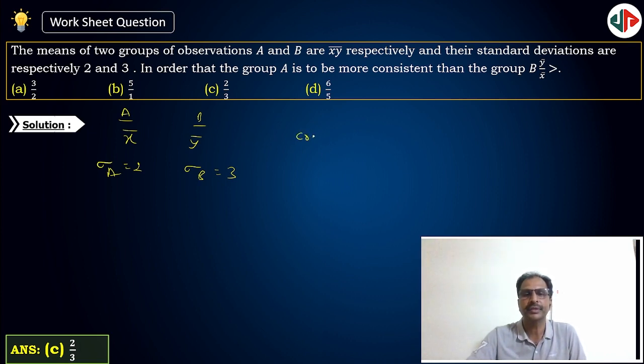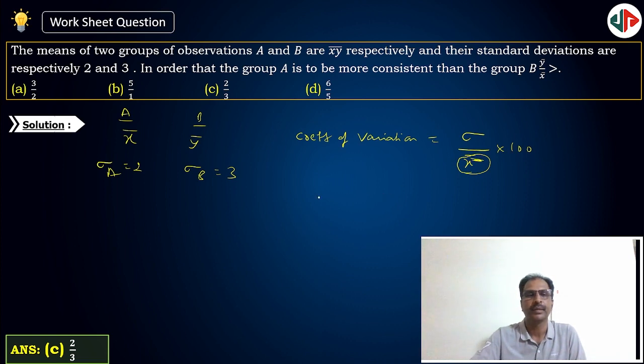See, coefficient of variation is nothing but sigma by x bar into 100. For group A to be more consistent, variation should be less. More consistent means variation should be less. Variation should be less means x bar should be more. Denominator should be more. So whichever has more denominator, that will be more consistent.